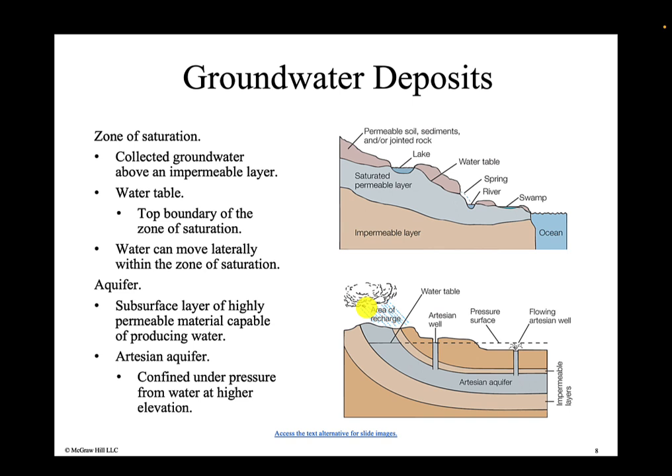Okay, so we do need, I would say, stronger laws to protect those areas, because we're going to use this water and we've got to protect where that water is coming from.